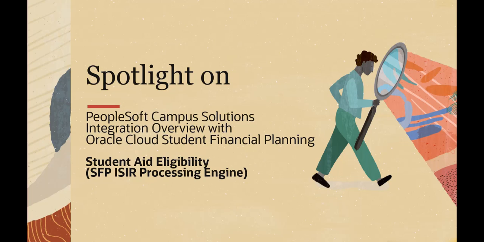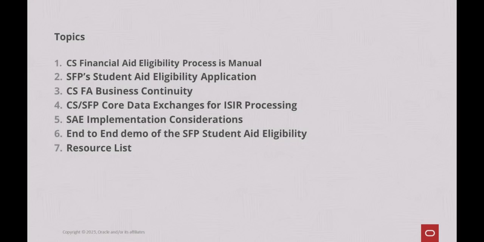In this video, we will provide a functional overview of the new feature Student Aid Eligibility in the integration between PeopleSoft Campus Solutions and Oracle Cloud Student Financial Planning. This integration will allow CS customers to load ISIRs in CS, but allow SFP's automation to do the validating and verifying of ISIR data instead of CS's manual verification.